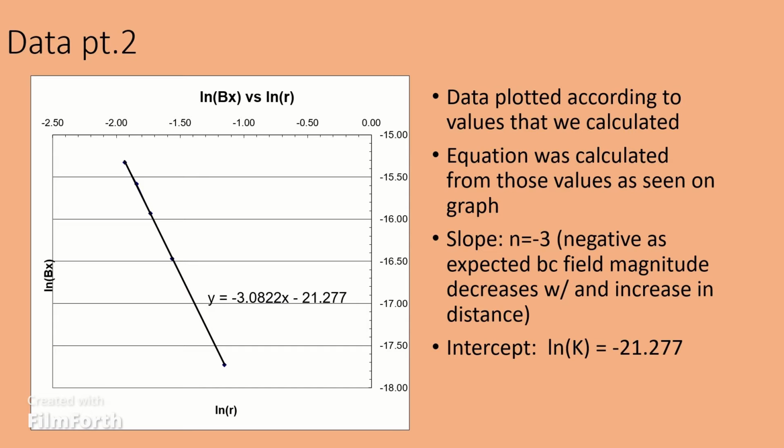If you remember on the first slide, we had this ln of r equation, ln of r versus ln of the magnitude. Basically we can plot that equation and we get this main y equation, from which we can derive n equals -3 and the intercept, which is ln of k. Now these will be used to calculate the magnetic moment on the next slide.